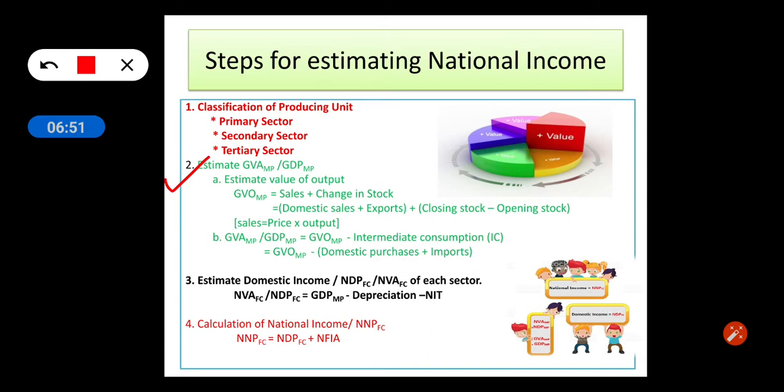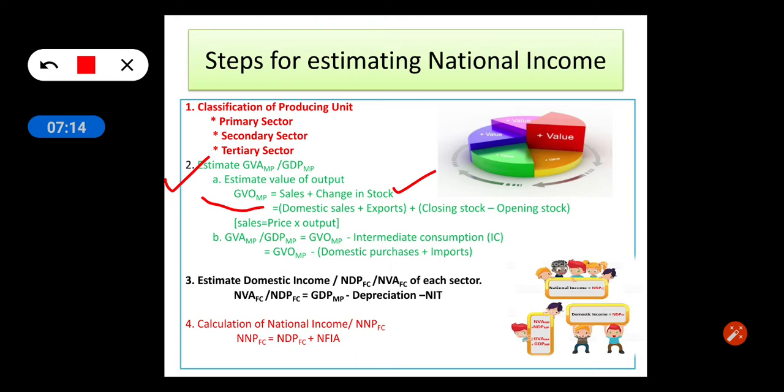To find out the value of GVA MP, first we have to find out the value of gross value output, that is GVO at MP. Gross value output at market price is equal to sales plus change in stock.